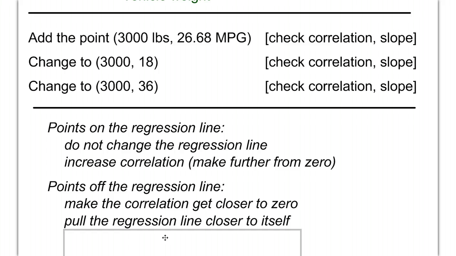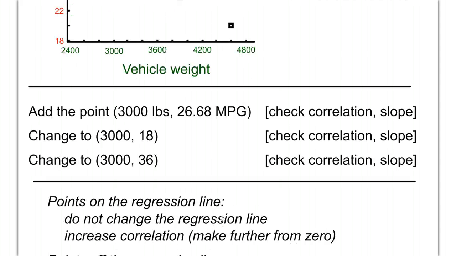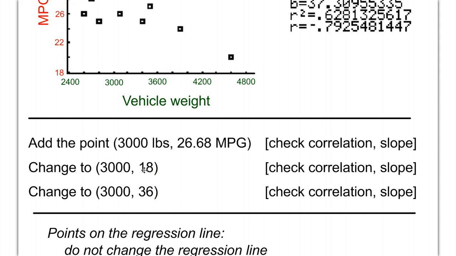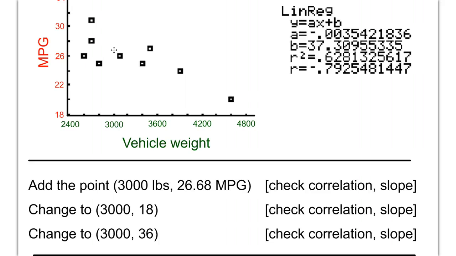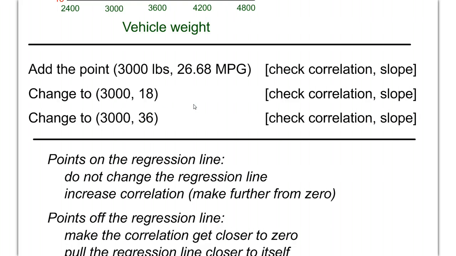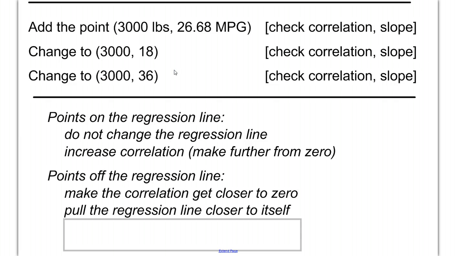Thinking on the regression line for the slope, it's going to pull that regression line closer to itself. We saw the example with the 18 here where it pulled the whole regression line down, so it's a more gradual slope. And with the 36 up here, it pulled the whole regression line up in order to have a steeper slope. So that's what was going on here. When you plot a point that's not on your regression line, it's going to pull the regression line closer to itself, and it's going to make your correlation a little bit worse.